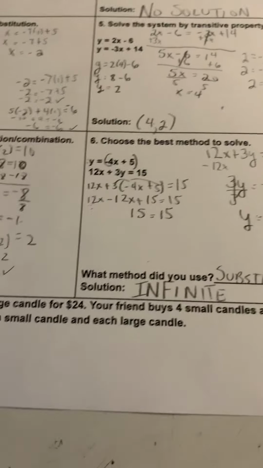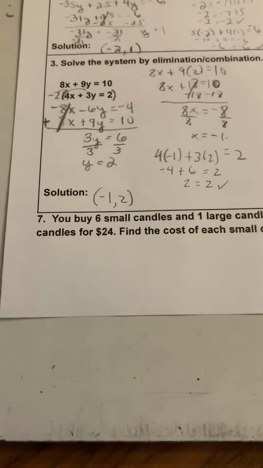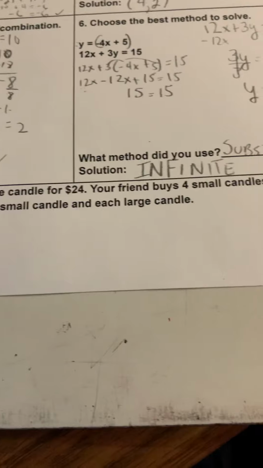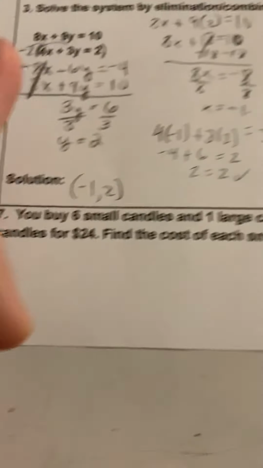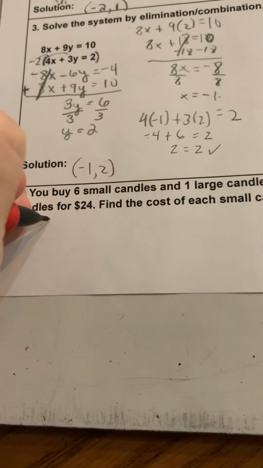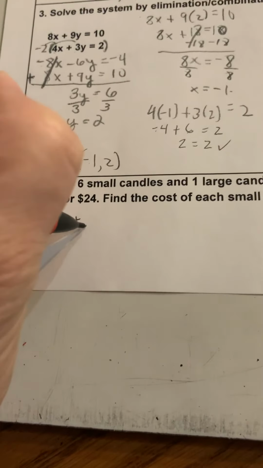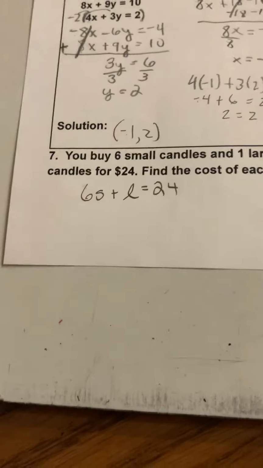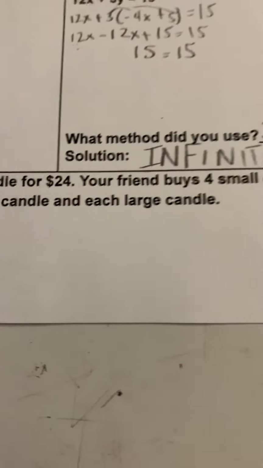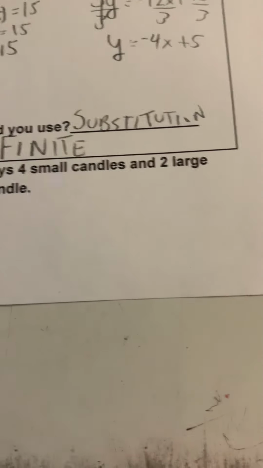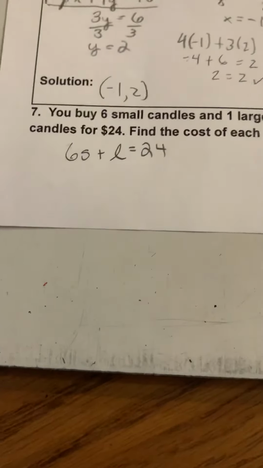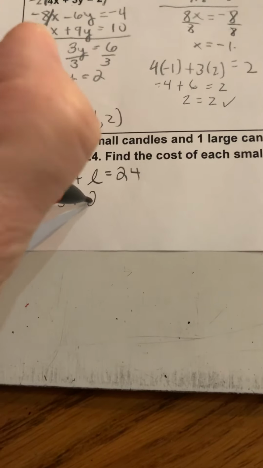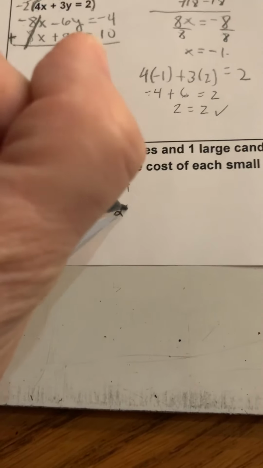For the last one, for the word problem, we have you buy 6 small candles and 1 large candle for $24. So what does that look like? Well, I'm going to basically just say 6s plus 1l equals $24. So that's one equation. The next part says your friend buys 4 small candles and 2 large candles also for $24. So you have 4 small candles and 2 large candles for $24.